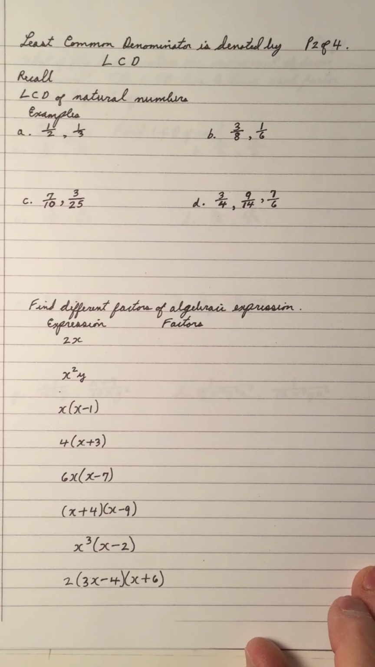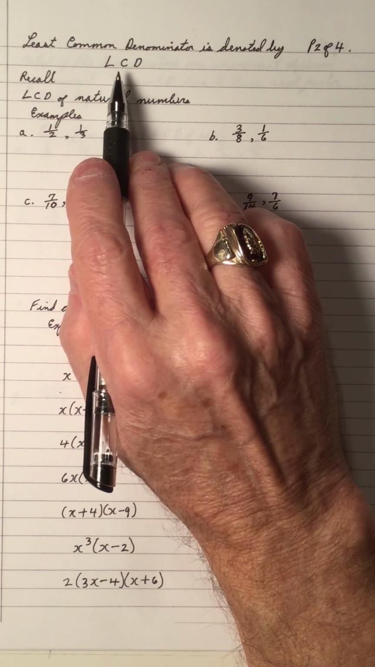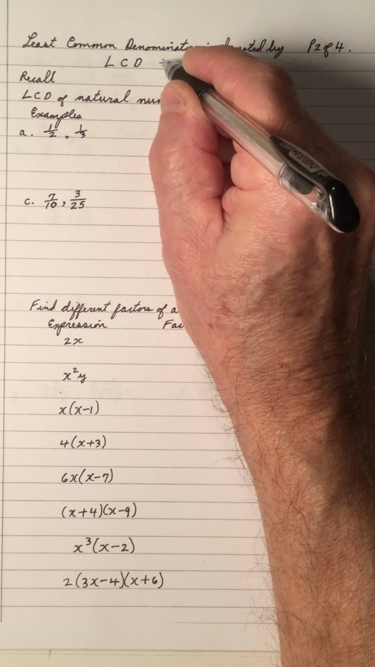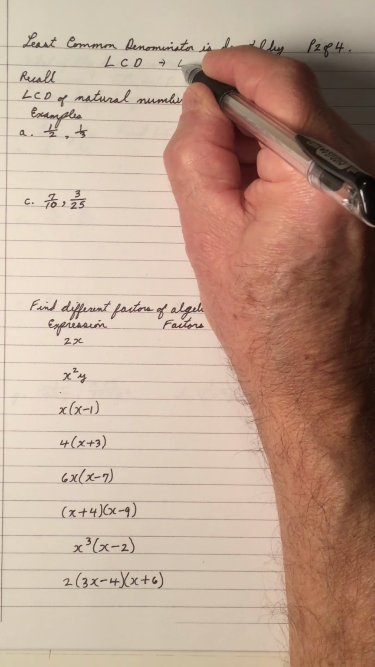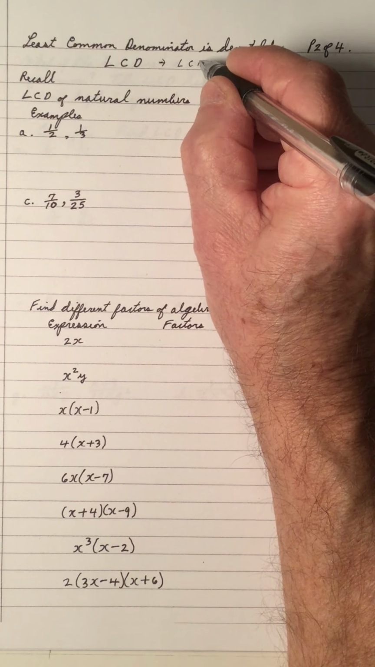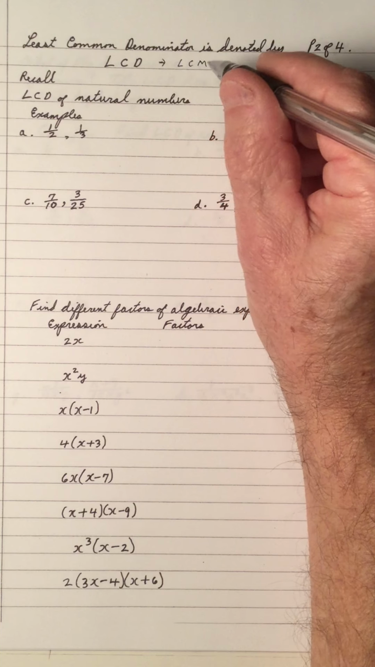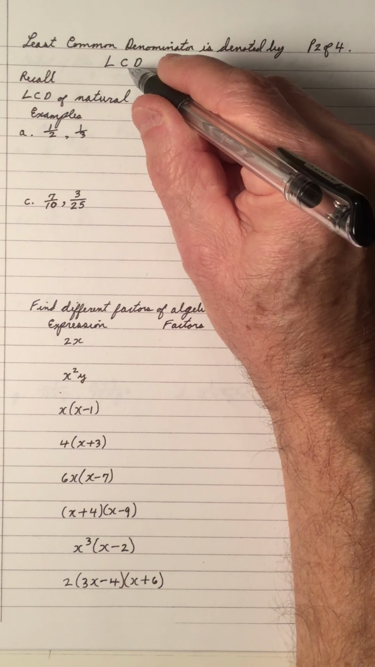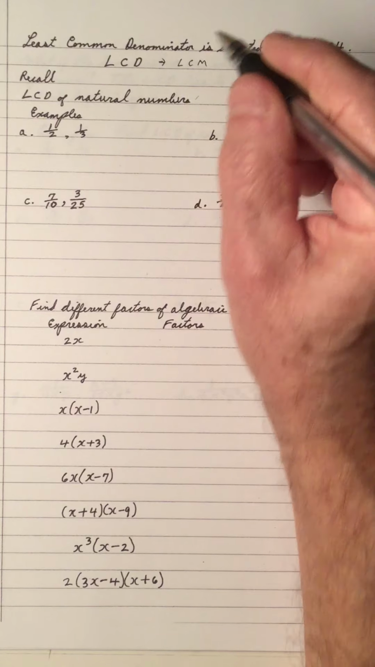The least common denominator is denoted by LCD. If we look back at my previous unit on finding the denominator of a fraction, the LCD is very similar to the least common multiple. The only difference is that multiples of 4 are 4, 2 times 4 is 8, 3 times 4 is 12, etc. Multiples and denominators are the same, except least common denominators are in the denominator of a fraction.